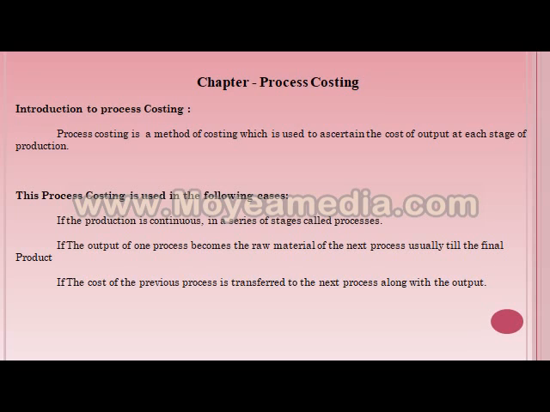First case, if the production is continuous in a series of stages called processes, then you apply process costing there. In the second, if the output of one process becomes the raw material of the next process, usually till the final product, even in this case you apply process costing. If the cost of the previous process is transferred to the next process along with the output, in that case also you will use process costing. So these are examples of where you can apply process costing. I hope that is clear for you.